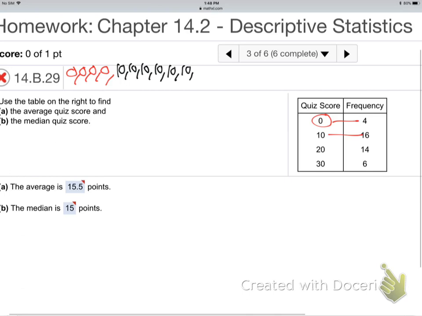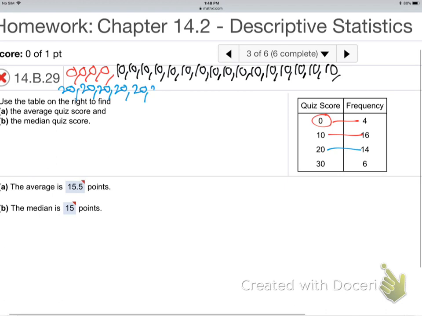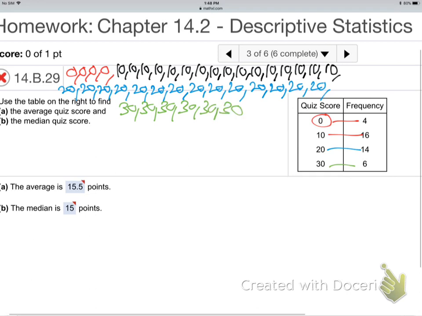10, 10, 10, 10, 10, 10, 10, 10, 10, 10, 10, 10, 10, 10, 10, 10. 16 people got 10s. Next comes 14 people got 20s. So I'm going to write that out. How many people? 14. 1, 2, 3, 4, 5, 6, 7, 8, 9, 10, 11, 12, 13, 14 people got 20s. And last, 6 people got 30s. 1, 2, 3, 4, 5, 6. So that's what that table is really saying.